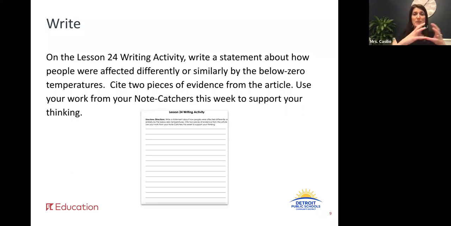Remember, you're looking at how people were affected differently and similarly. And then you need to look in your article and find two pieces of evidence that support your writing. Do your very best work, take your time, make this your own. Press pause when you're ready, come on back.